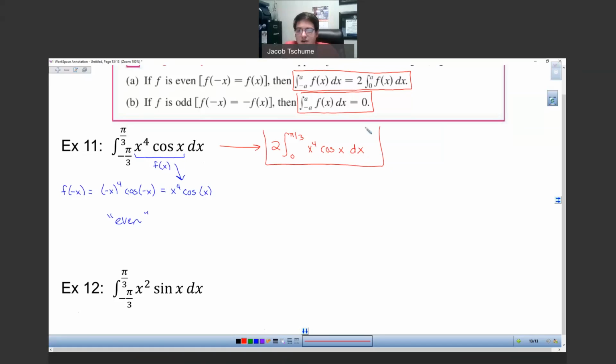Like I said, we're not going to integrate this right now. We haven't even learned how to integrate this yet. But that's the idea. If it's an even function, you are able to double the integral and it makes the parameters a little nicer.